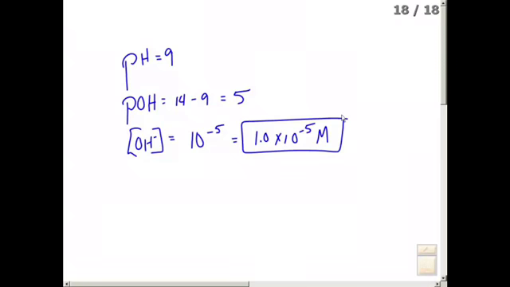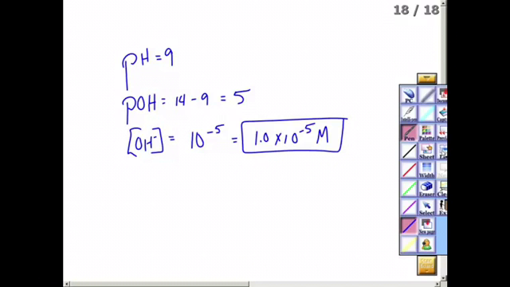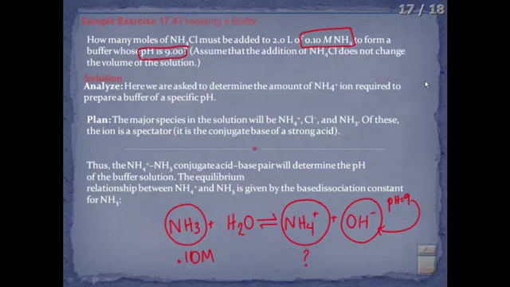Alright, so what are you left with? Well, if you go back to this, we know now that this hydroxide ion concentration should be 1.0 times 10 to the negative 5th molar. Okay? So far so good. So now we need to be careful about what we are going to use for our K value. Okay? You have a decision to make.